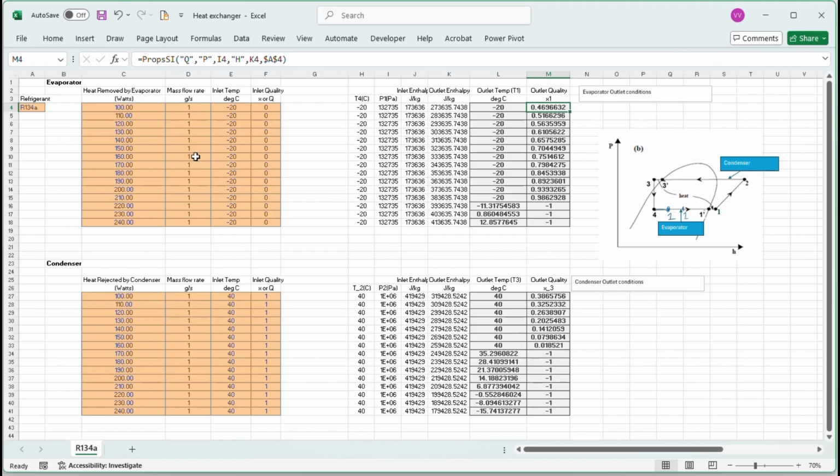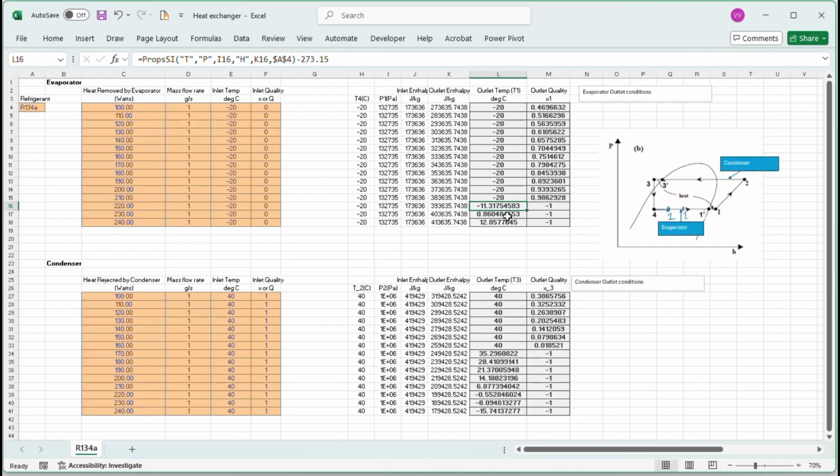As you keep on adding watts, 200 watts, 210 watts, at 210 watts you're almost close to the exit of the dome, 0.98. If you add a little bit more than that, 220 watts, you cannot get a quality number anymore because you're getting an error from PropsSI because you're not two-phase anymore. And you can see that the outlet temperature also changed. The outlet temperature is minus 20 consistently when it's two-phase, and it became minus 11 when it was no longer two-phase.